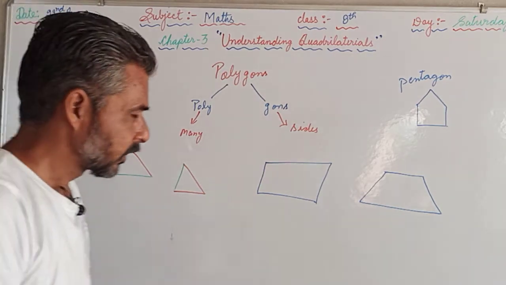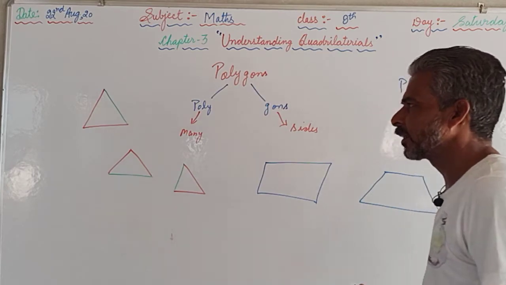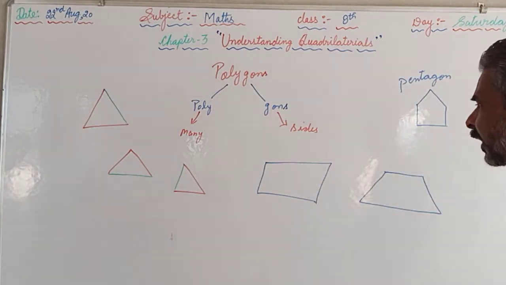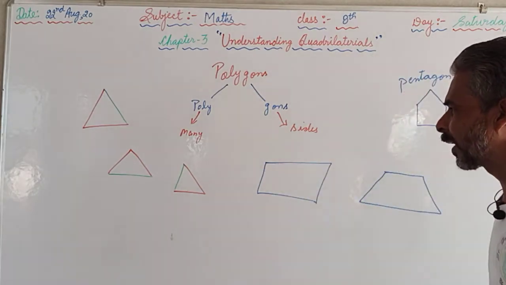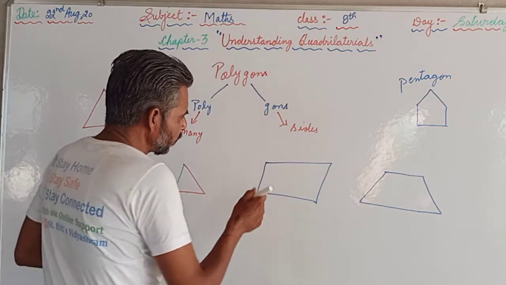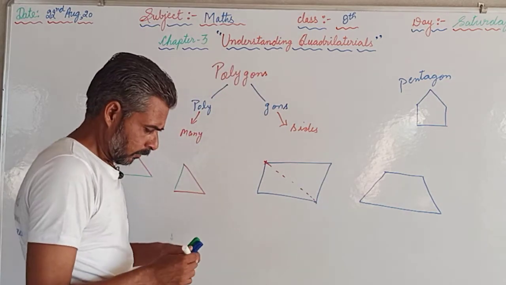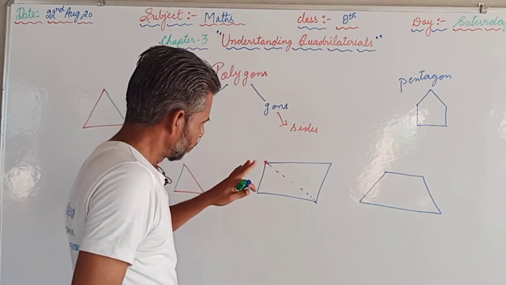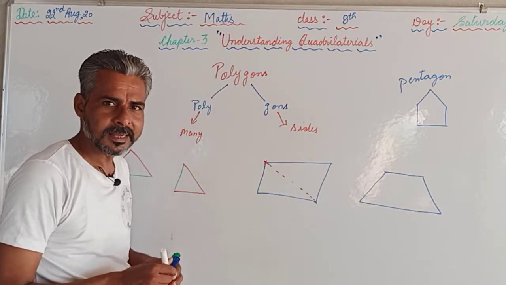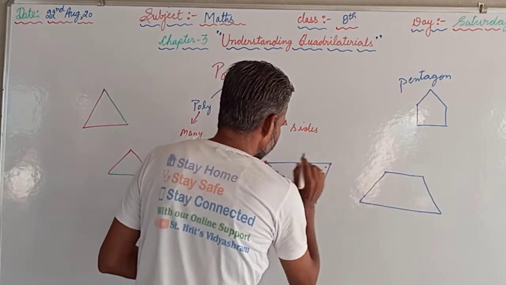Afterwards we are supposed to see that in the case of triangles, we have 3 corners, means 3 vertices, 3 sides, 3 angles. And in the quadrilaterals, again 4 sides, 4 vertices, 4 angles. If we join the opposite vertices like this, the line joining the opposite vertices is called a diagonal. So here one diagonal can be there, here the second diagonal can be there.